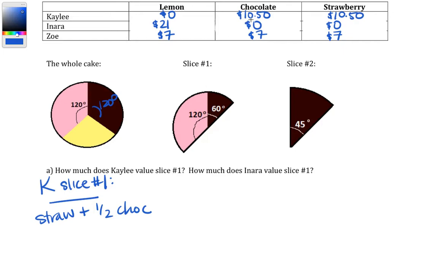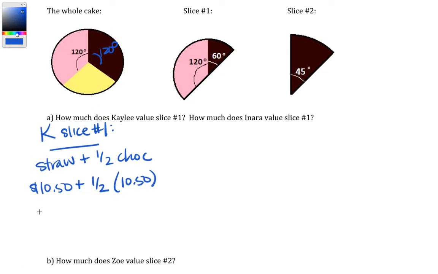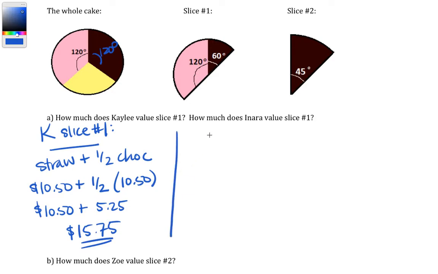Well, Kaylee values the strawberry at 10.50. And she values the chocolate at 10.50, but we only want half of that, so we're going to multiply. 1/2 times 10.50 is 5.25. And we add those together, and we get that Kaylee values this first slice as being worth $15.75 out of the $21 of the cake, which means she values it pretty highly. That's a pretty large proportion of that $21.